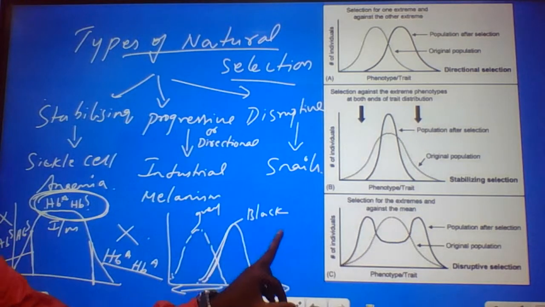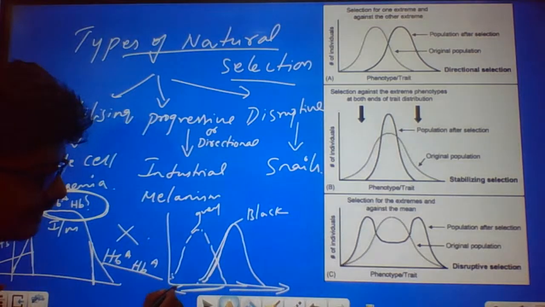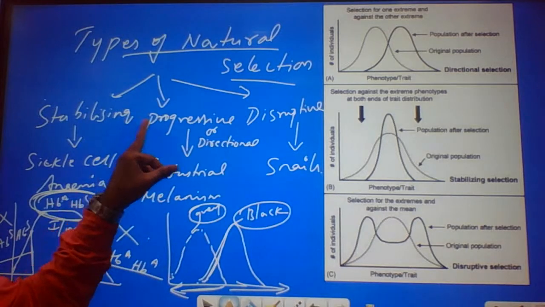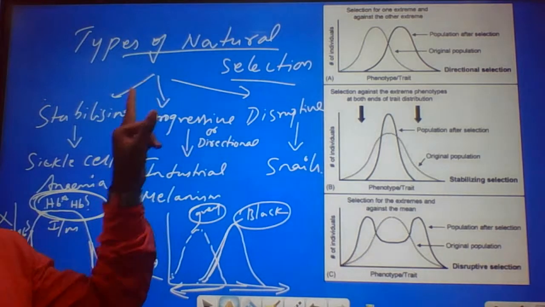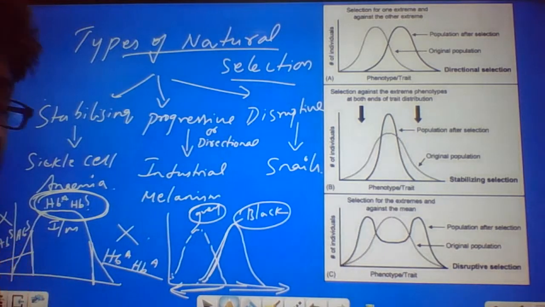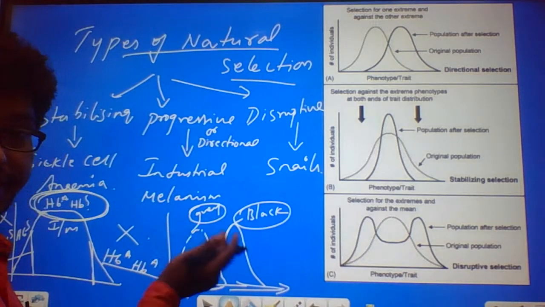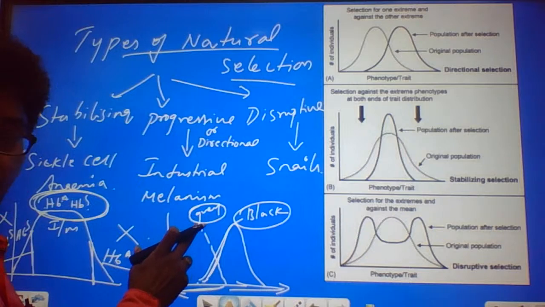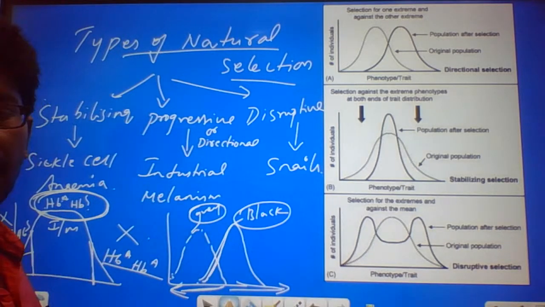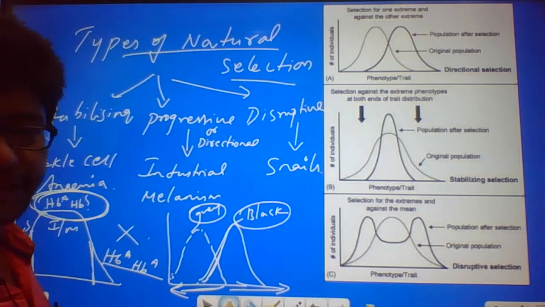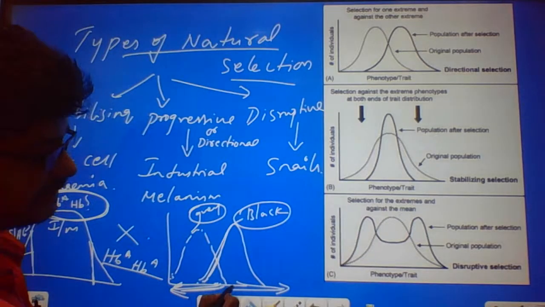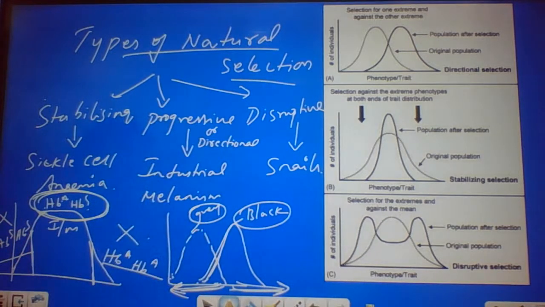So the nature is favoring the extremes, where the extremes were directional. If you take this direction, it's supporting the gray moth. If it is going in the other direction, it's supporting the black moth. We call this a progressive or directional type of natural selection, where the nature is selecting one particular extreme. Before industrialization, where lichens were growing, it was supporting the gray moth. But after industrialization, after the destruction and disappearance of the lichens, the nature started supporting the black moth. So in both directions the natural selection takes place. This comes under the progressive or directional type. The example is industrial melanism.